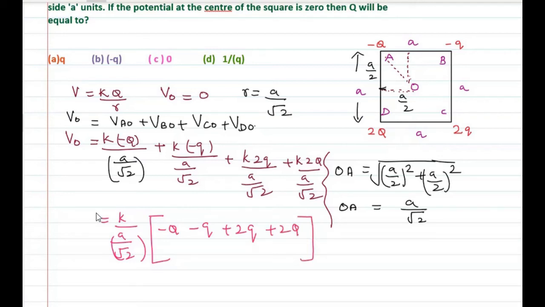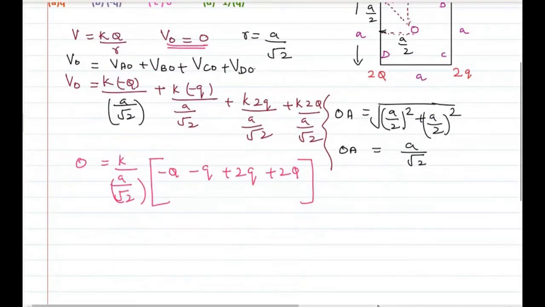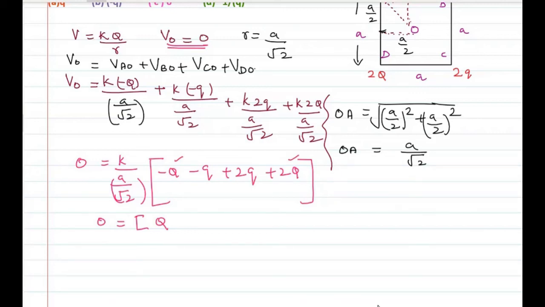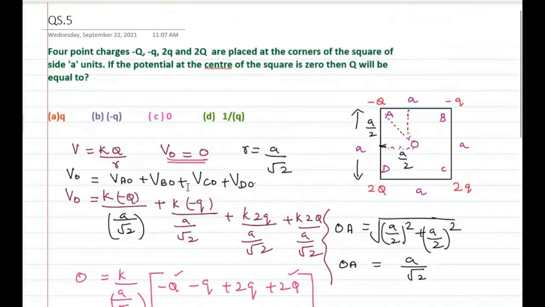And what is the V naught value? V naught value is 0. It is given in the question that the center potential is 0. So when this gets cross multiplied, we'll get 0 is equal to minus Q and plus 2Q, which gives plus Q, and small q and plus 2Q gives plus q. So we'll get q plus Q is equal to 0, then q will be equal to minus Q. So what is the option? q is equal to minus Q. This option is B.